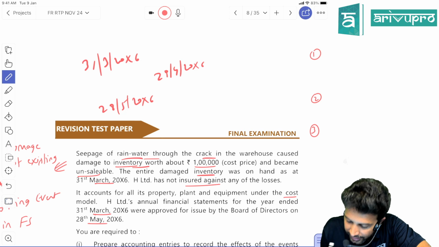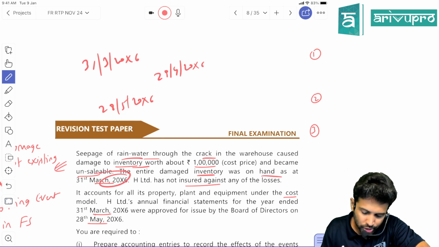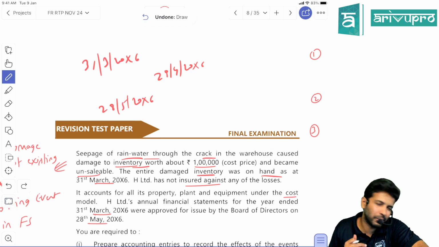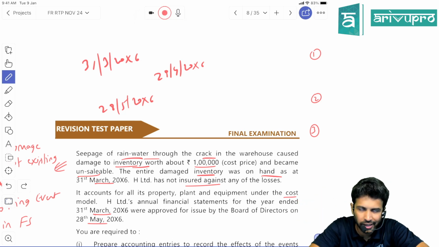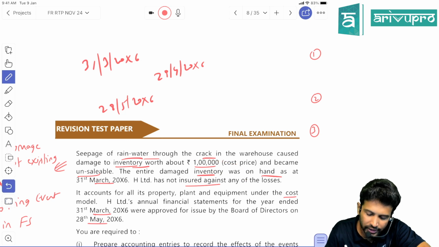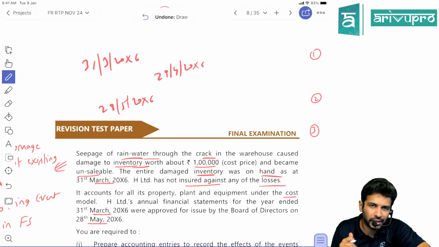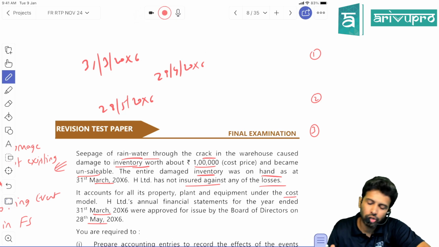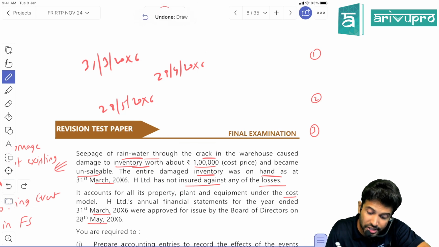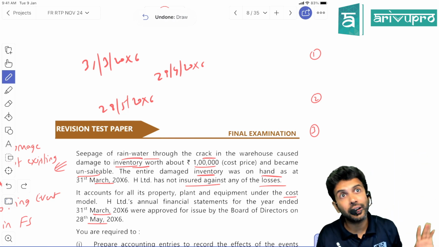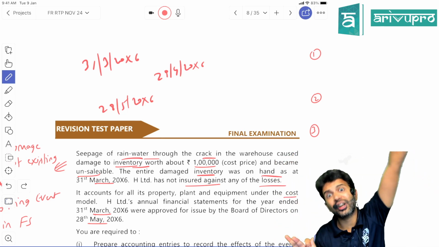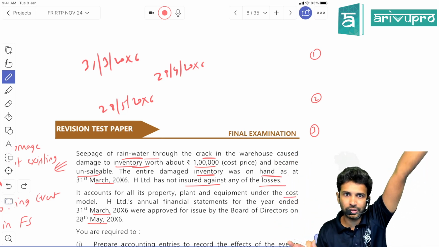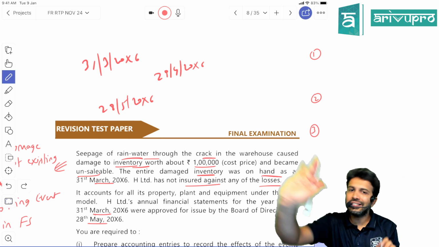The entire damaged inventory was on hand at 31st March 20x6. It's not sellable now. So all that stock, the damaged goods inventory, we are holding at year end. We have not taken any insurance also because we did not anticipate this. So our stock was not insured. So what are we to do for this? Is this an adjusting event? No. Why, sir? The warehouse damage was due to structural fault, and the structural fault was there at the time of construction only. So hence that is an adjusting event.